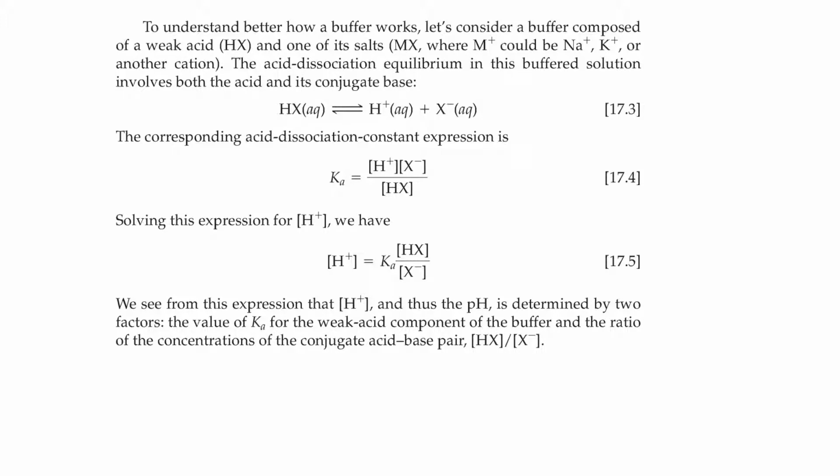We see from this expression that the hydronium concentration, and thus the pH, is determined by two factors: the value of K sub A for the weak acid component of the buffer, and the ratio of the concentrations of the acid and the conjugate base, the conjugate acid-base pair.